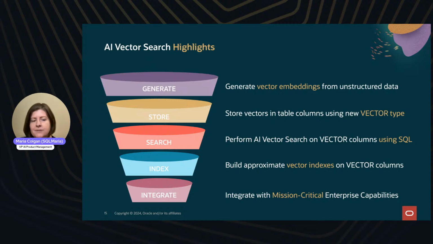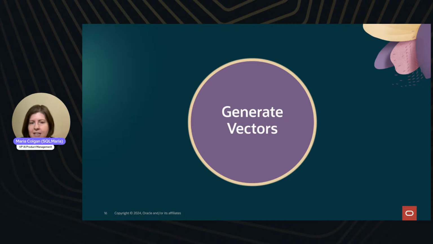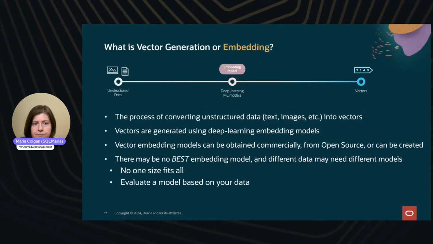There are a couple of key elements that you want to look at. You want to look at how you go about generating vectors. That's the first thing you need. Once you've got the vector embeddings, where are you going to store them? How are you going to search them? How do you index them? And then how we integrate them with other aspects of a relational database. So let's start right at the beginning with generating vectors.